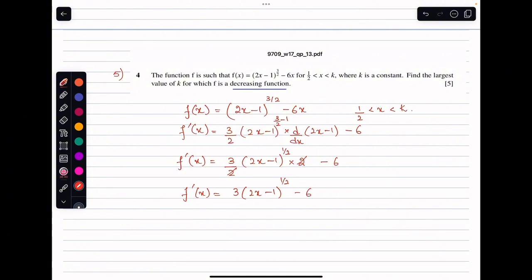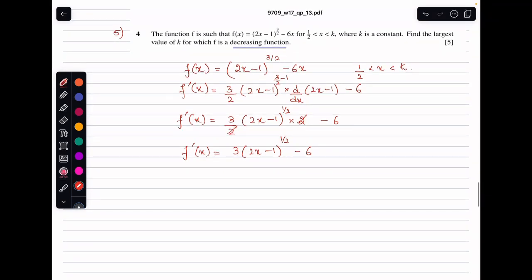According to the question, this needs to be a decreasing function. So if this is a decreasing function, then this f prime x, the first differential or the gradient equation, needs to be less than 0. So we can take the 3 common, solving it further. This is (2x minus 1) to the power 1 by 2 minus 2, and this needs to be less than 0. Or I can say (2x minus 1) to the power 1 by 2 needs to be less than 2 only.